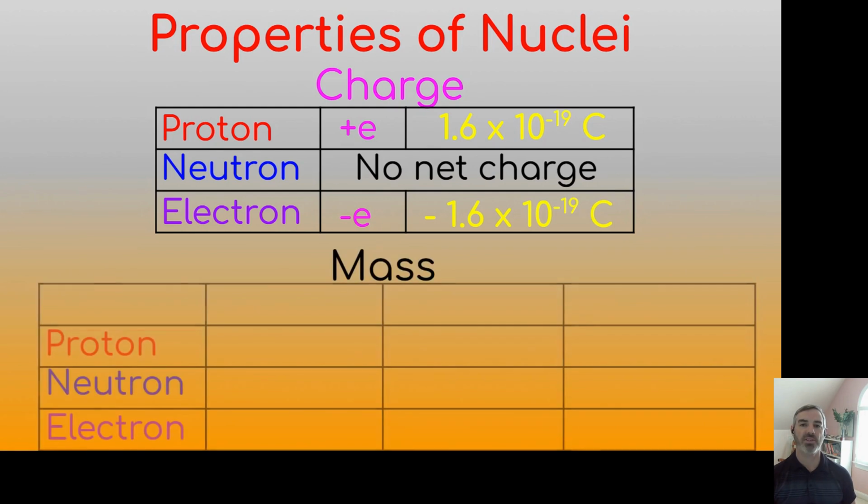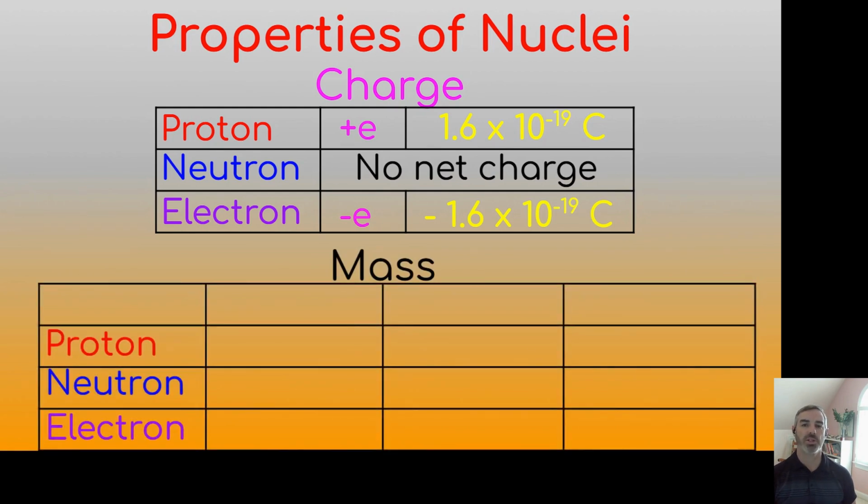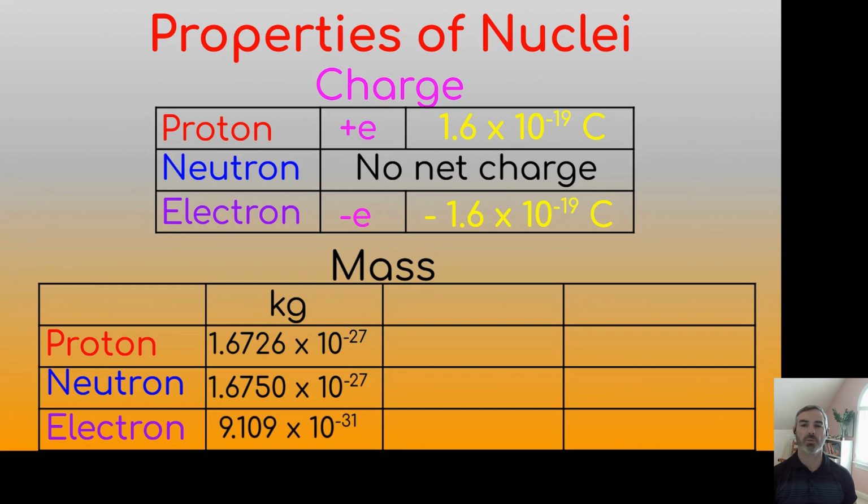Now, if we look at the mass of each of those, the mass that we're used to using is kilograms. So you can see the values of each of the subatomic particles in kilograms, but those numbers are so small they don't really make sense to use. So we've come up with a couple other units that'll make our math a little bit easier. We're going to start with the unified atomic mass unit, which is lowercase u. The values of protons, neutrons, and electrons in the unified atomic mass unit are given there.